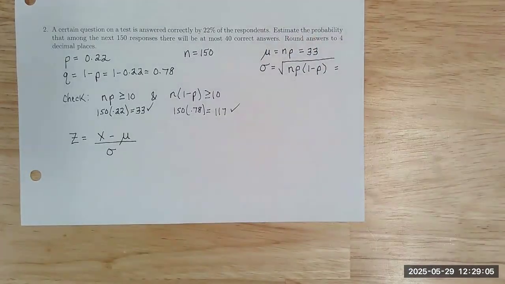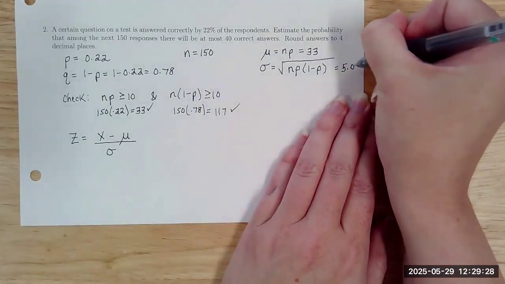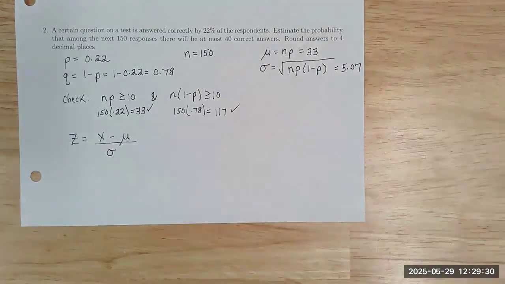And so for us, that's going to be 150 times 0.22 times 0.78. And then we're going to take the square root of that number. And I got 5.07. So those weren't things that were given in the problem.